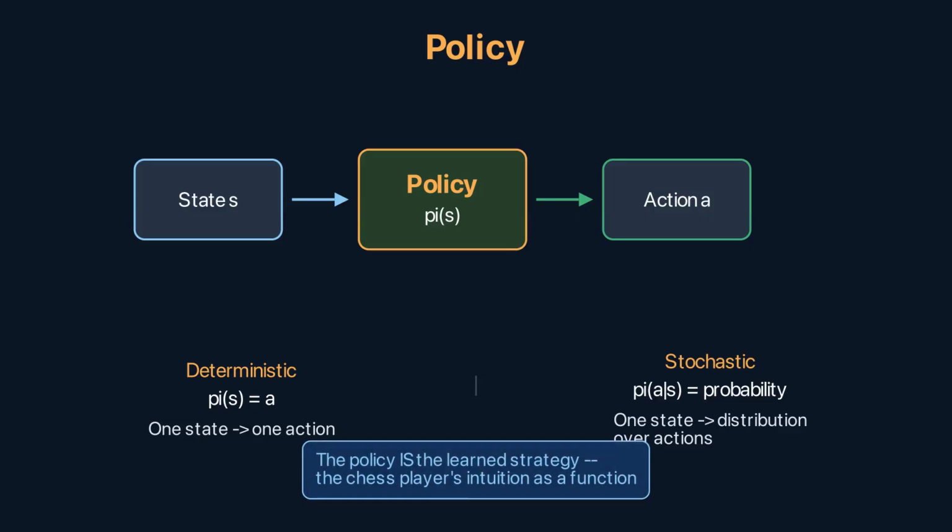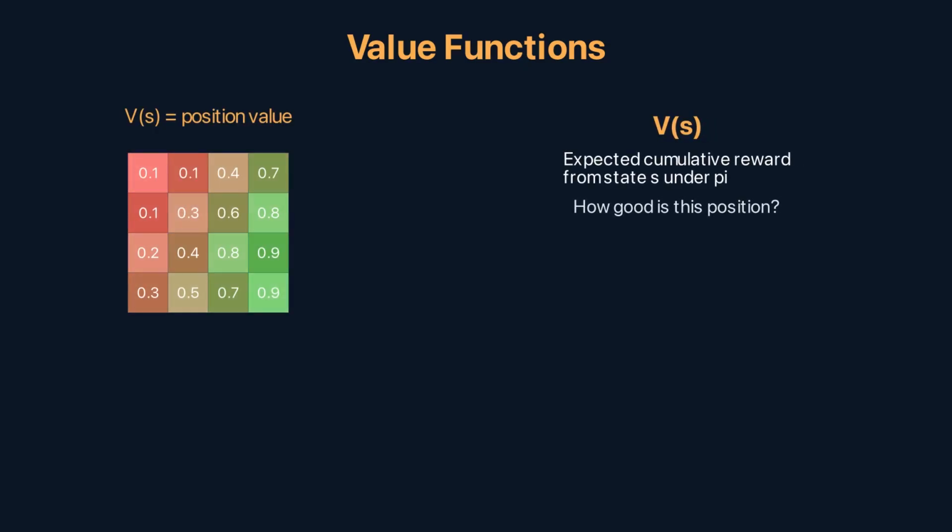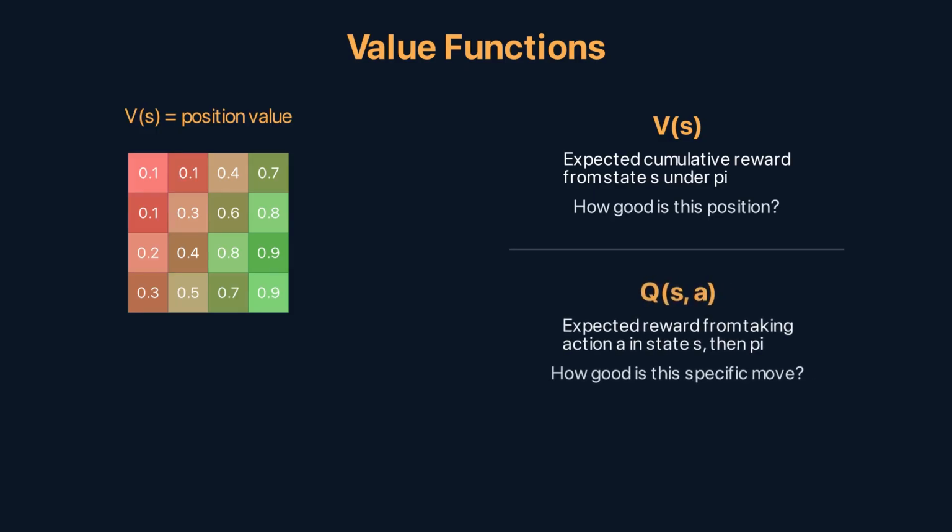The goal of RL is to find the optimal policy, the strategy that maximizes expected cumulative reward across all possible states. The value function evaluates positions. V of S under policy pi equals the expected cumulative reward starting from state S and following policy pi thereafter. A high V means the position is advantageous. A low V means trouble.